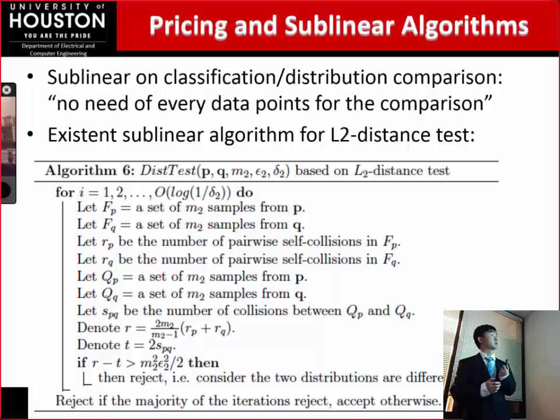Second, we again use sublinear on the classification and distribution comparison. The underlying philosophy is that there is no need for every data point to be taken into consideration for the comparison. There is some existing sublinear algorithm for the L2 test. Basically, it subsamples from each of the testing distributions P and Q with the number M2, compares the self-collision and the mutual collision, and does some calculation here to make a judgment whether they are the same or not. But it has some disadvantages.